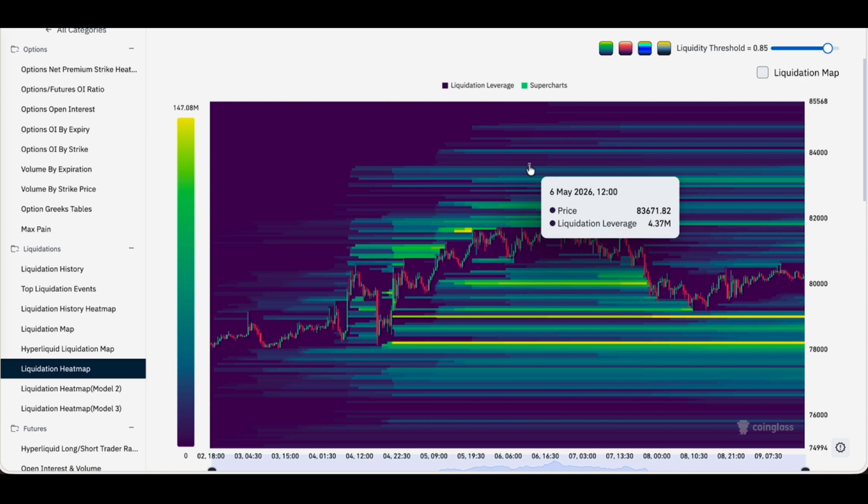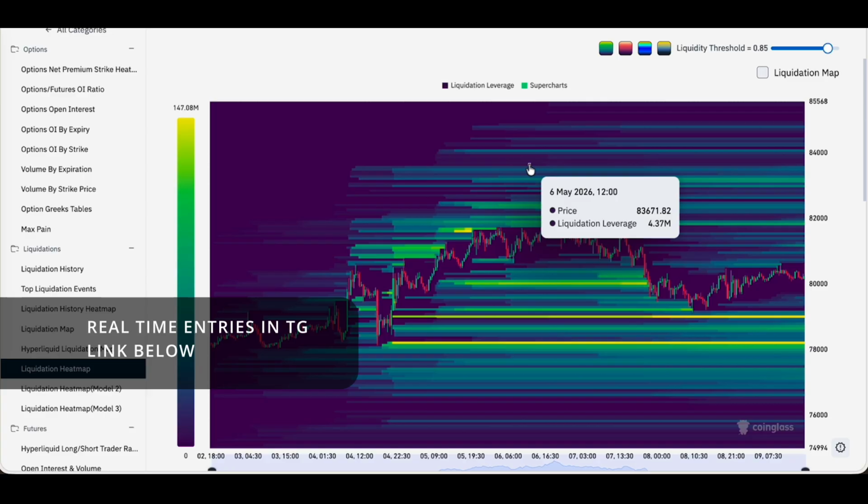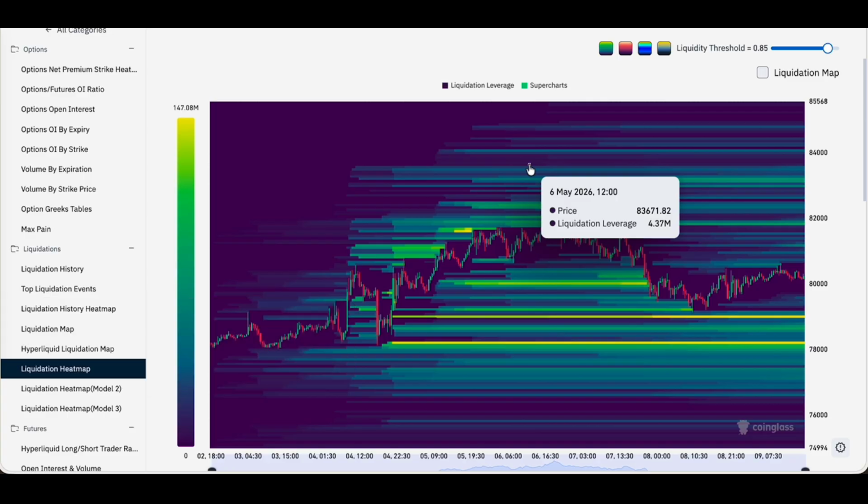So this is the strategy I currently use for finding entry points, both short and long, and this is how I do it.